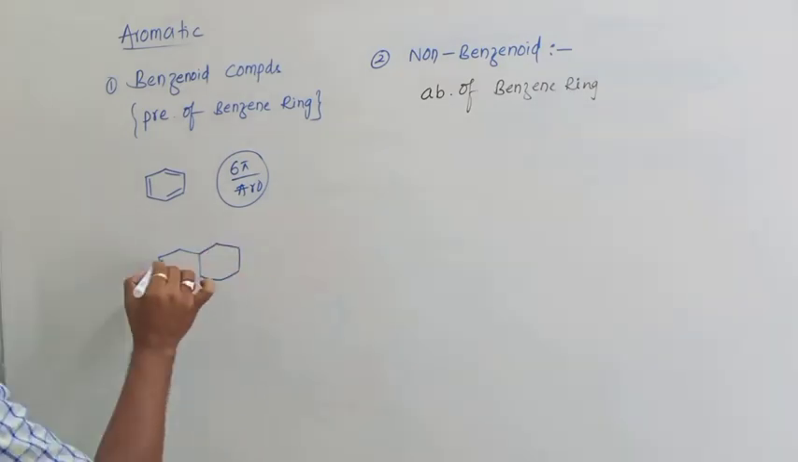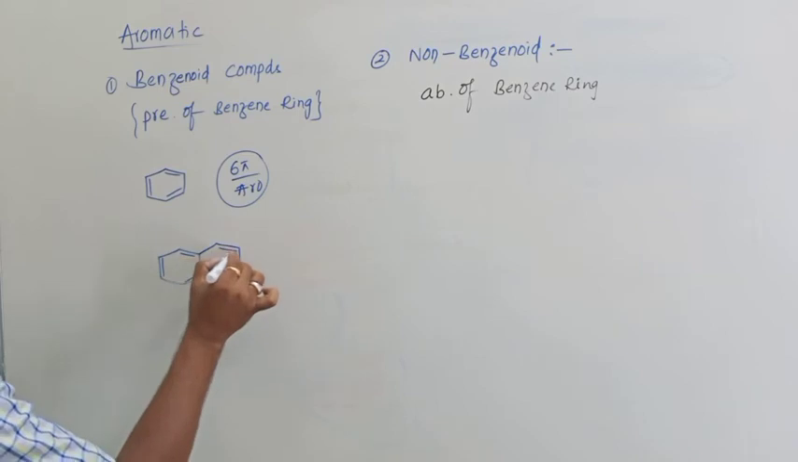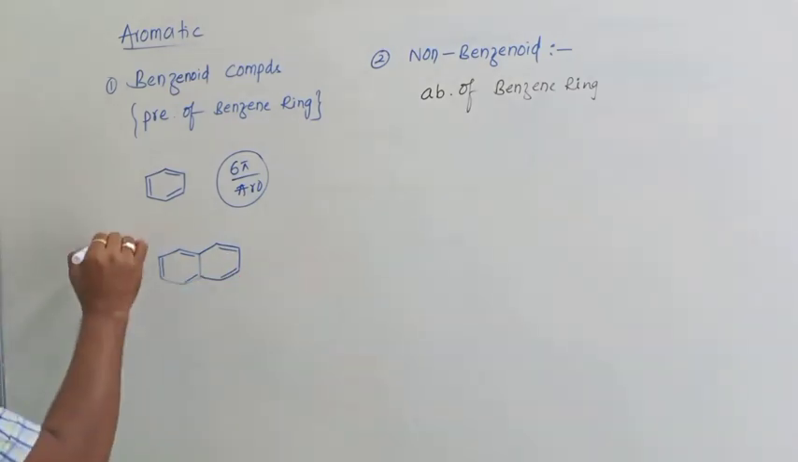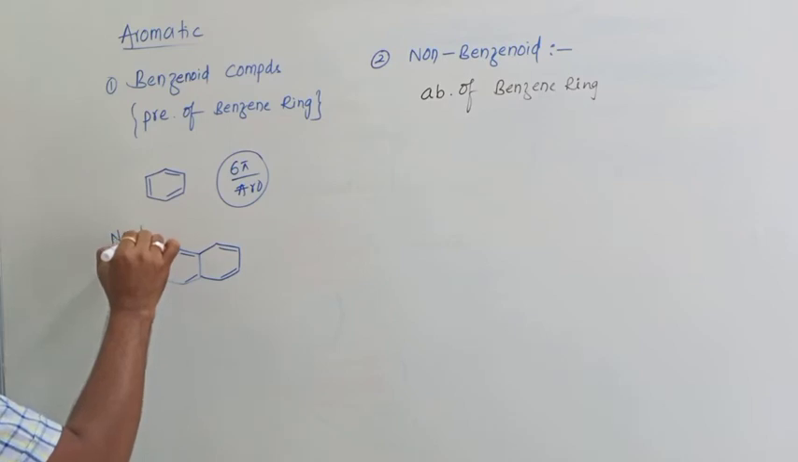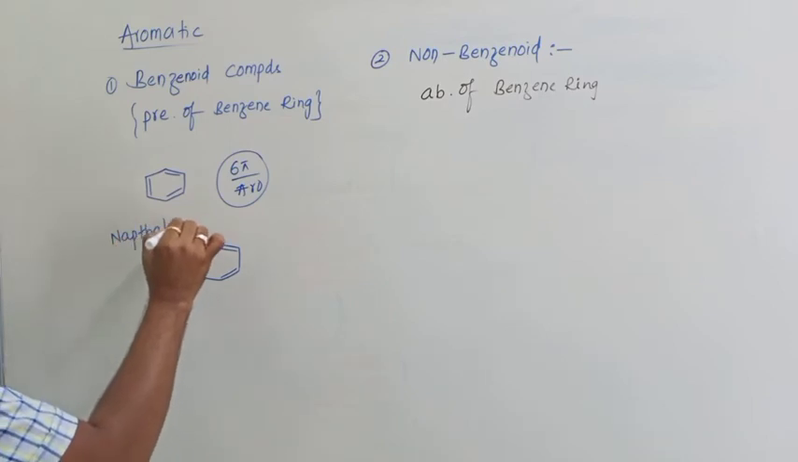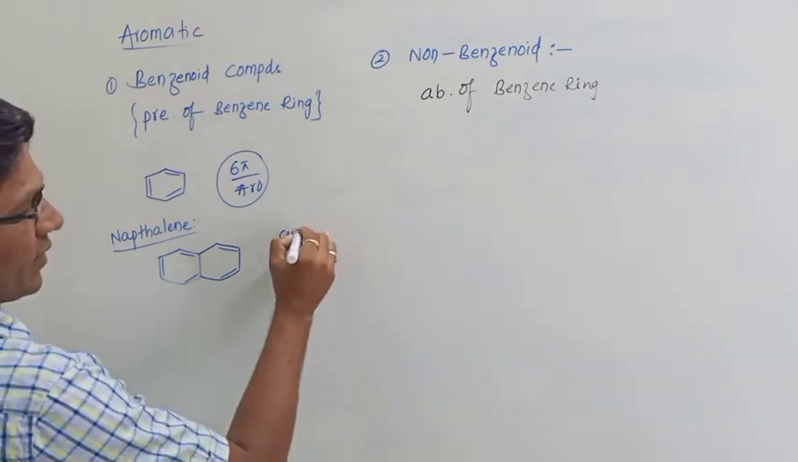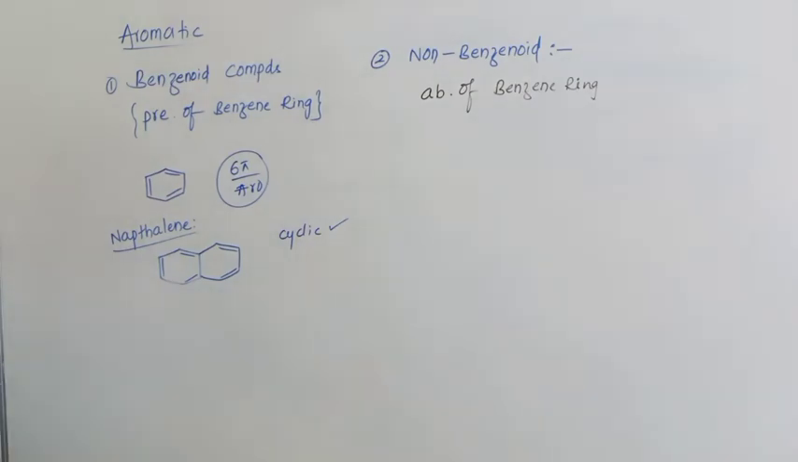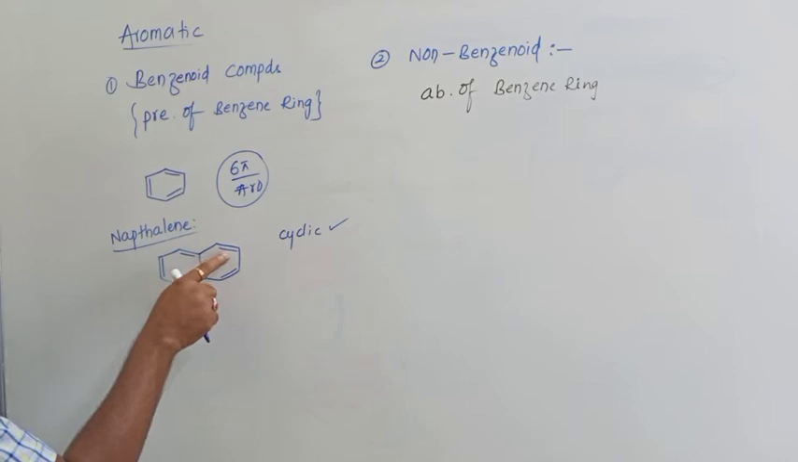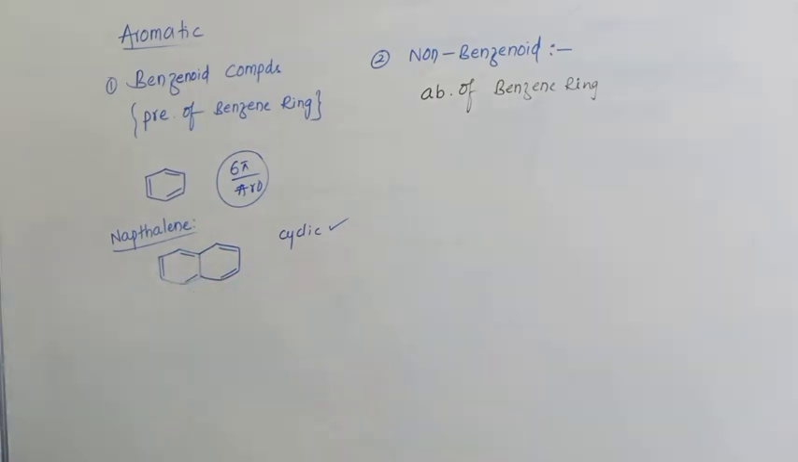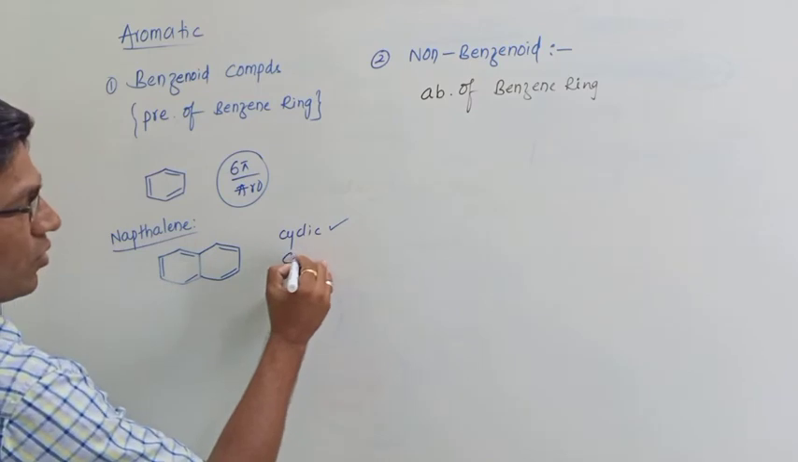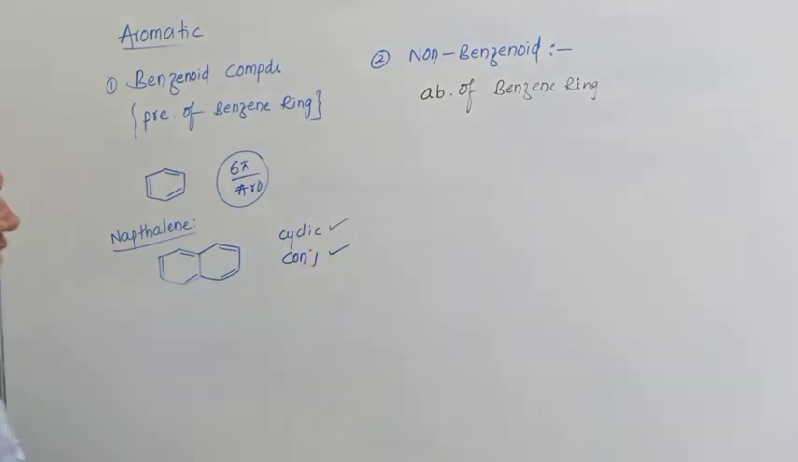Naphthalene. This is naphthalene. Two benzene rings. See here, two benzene rings. See the first condition. Yes, it is a cyclic compound. Now conjugation: π σ π, π σ π, π σ π in the first ring, in the second ring also. In the second ring also it undergoes conjugation. So π σ π conjugation is satisfied.